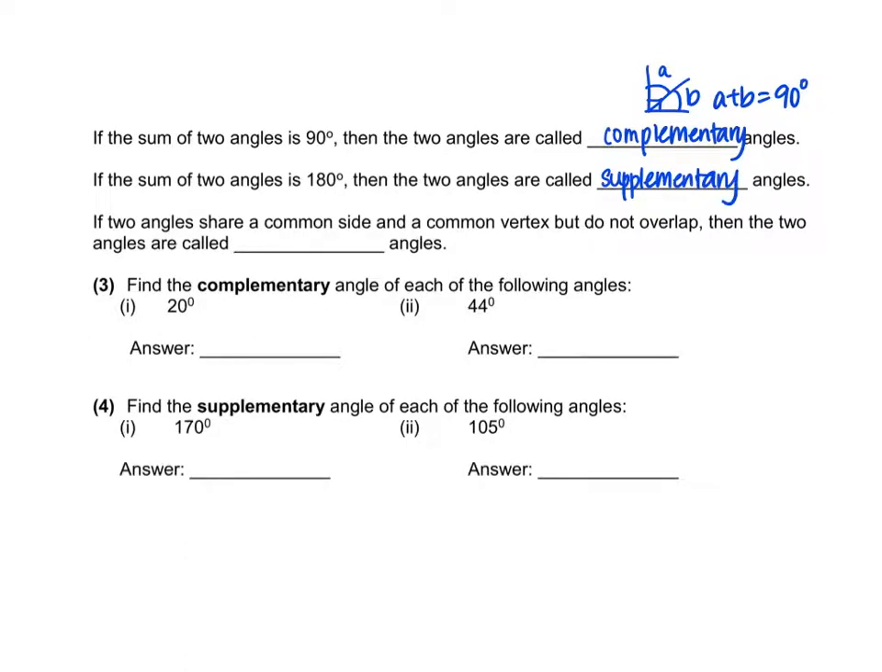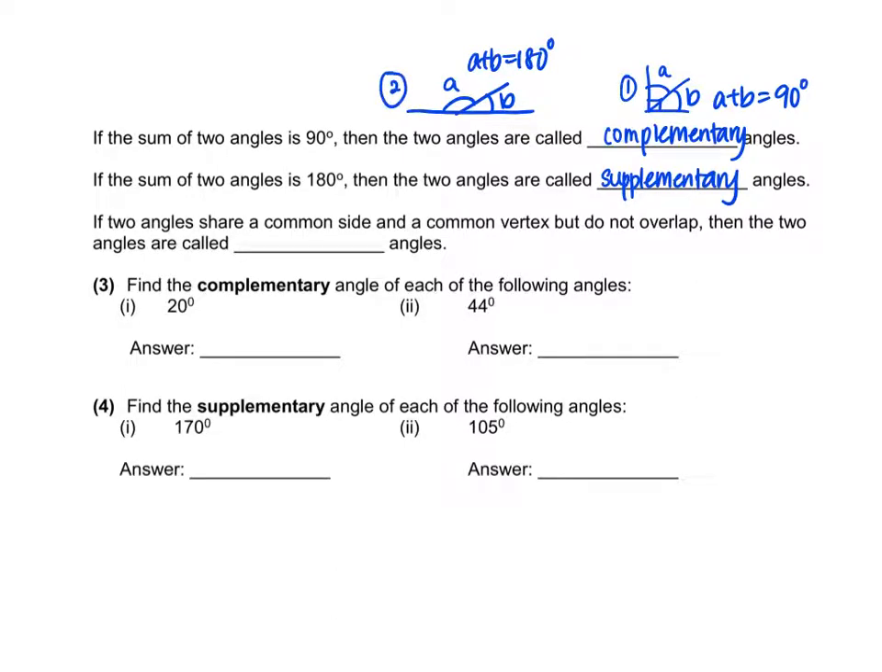What does this mean? Supplementary angles means on one straight line, if let's say I have a line over here, this angle A and this angle B, they add up to 180 degrees. So this is for supplementary angles. So this is number one, this is number two.